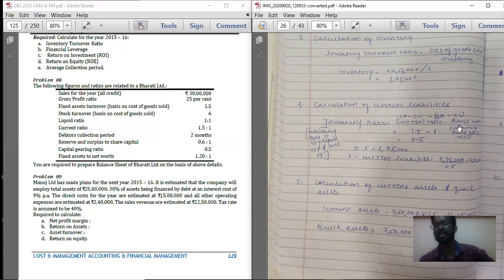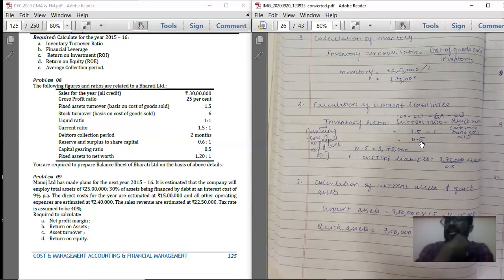So current assets minus quick assets, what is that? 1.5 minus 1. What is current ratio? 1.5, and quick ratio 1. So 1.5 minus 1 is equal to 0.5. So inventory ratio is equal to 0.5. So 0.5 is equal to, what is the inventory we calculated? 3,75,000.